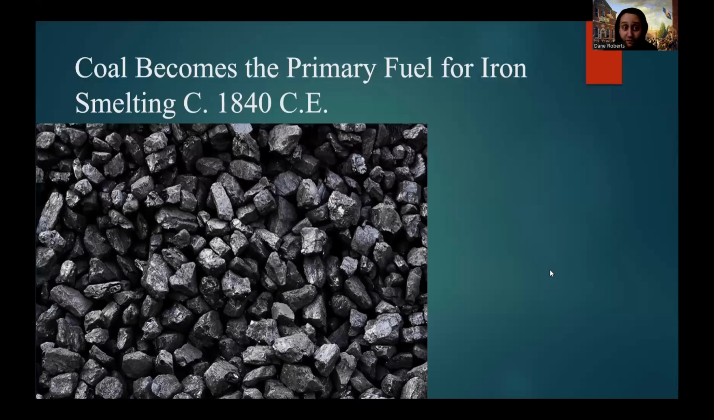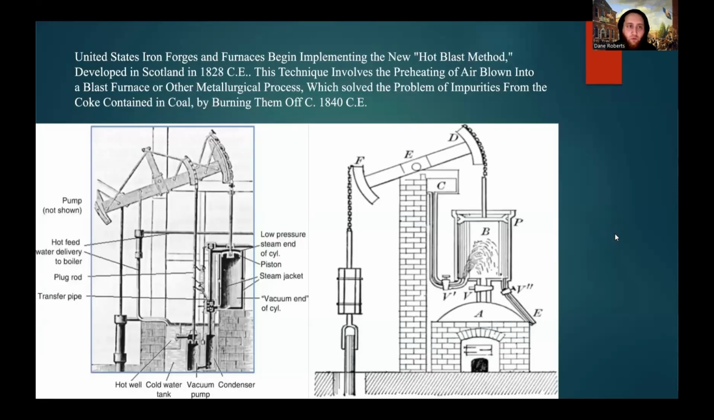And of course, as a result of this, coal would become the primary fuel for iron smelting in 1840 CE, which would lead many iron forges and furnaces to begin implementing the new hot blast method developed in Scotland in 1828 CE, with this technique involving the preheating of air blown into a blast furnace or other metallurgical processes, which solved the problem of impurities from the coke contained in coal by burning them off.